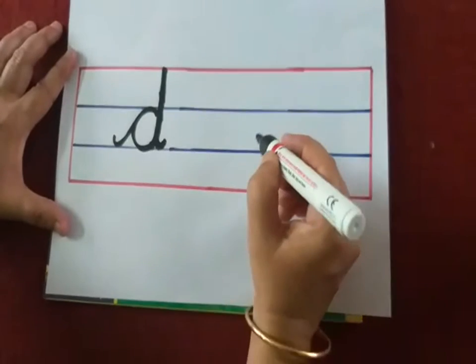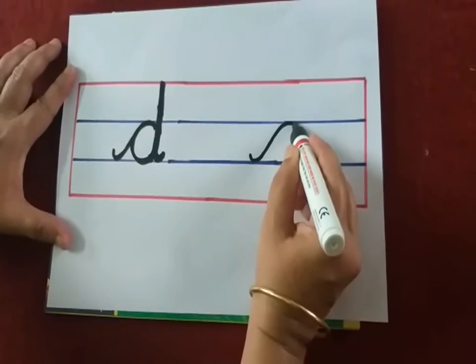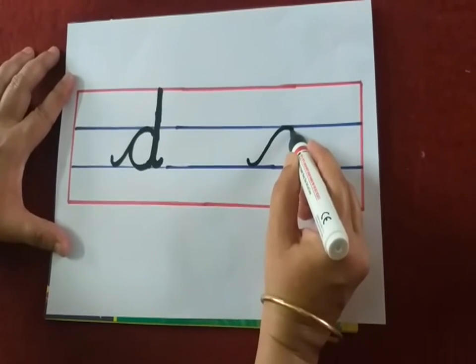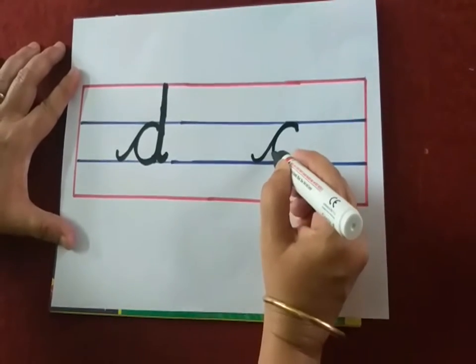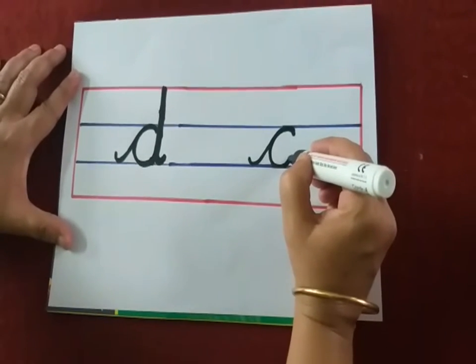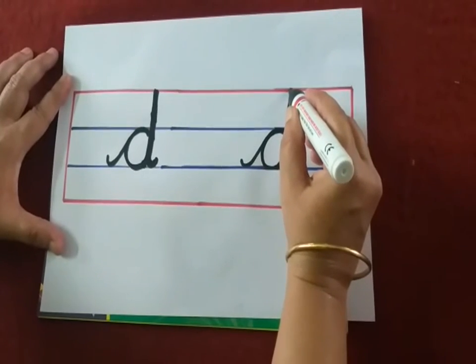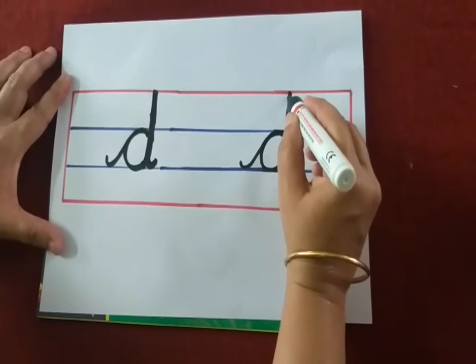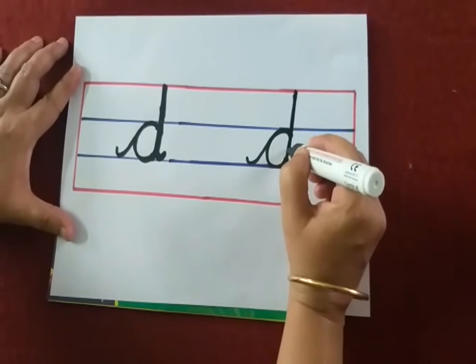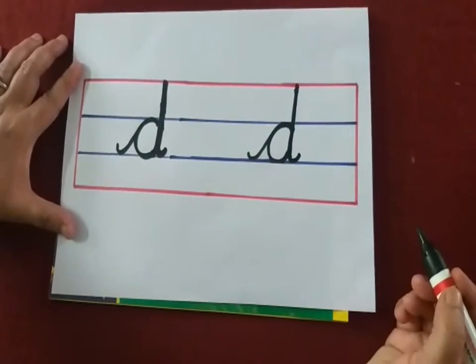Now once again, take a small curve, go up to the second blue line, come down to the third blue line, like C you have to make, children. Okay, now then from down you have to go up to the red line, first red line, again come down to the third blue line and make a small curve D.